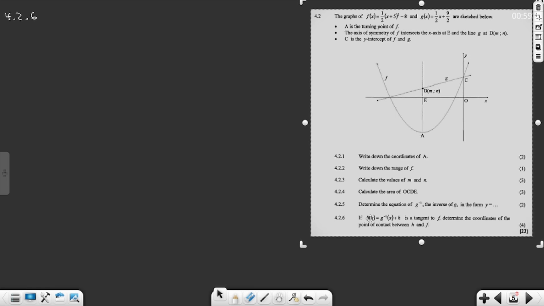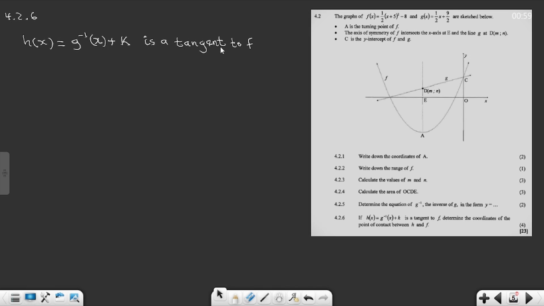So h is the tangent to f. Okay, let's do it. It's not a complicated question. So you have h of x is equal to the inverse of g of x plus k. This is what you are told here. And this is a tangent to f. So remember the inverse of g of x from the previous question was this. Can you see?